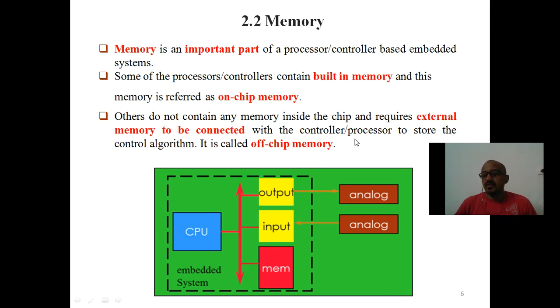Memory is important if you take any microprocessor based embedded system. Microprocessor based embedded systems contain built-in memory, which is called on-chip memory. If the memory needs to be externally connected, such embedded systems are called off-chip memory embedded systems. Here there is a diagram in which a dotted line square box is drawn. If you remove this dotted line square box, this embedded system is designed as an off-chip memory system. Everything is connected externally. If you draw a dotted line, it means within the IC, so the input outputs as well as the memory are on chip.